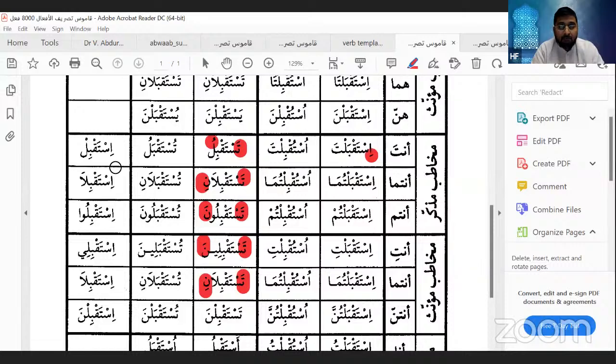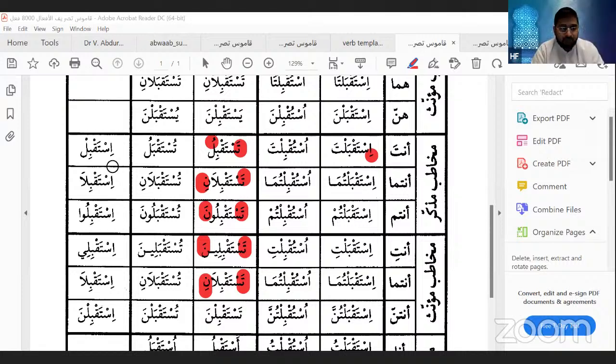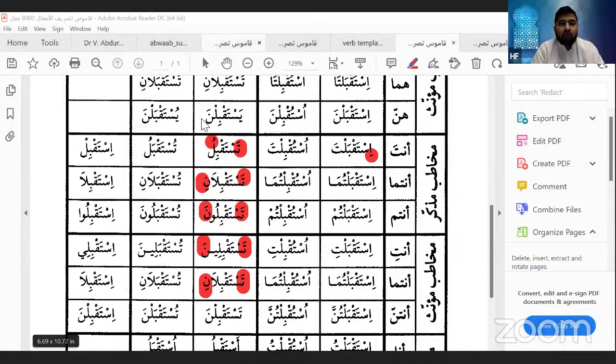So Sister Zuhra, what would be the imperative? Istaqbil. Conjugate now. Istaqbil, istaqbila, istaqbilu, istaqbili, istaqbila, istaqbilna. Right.